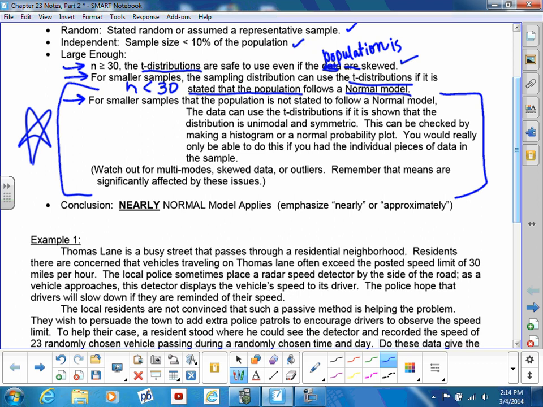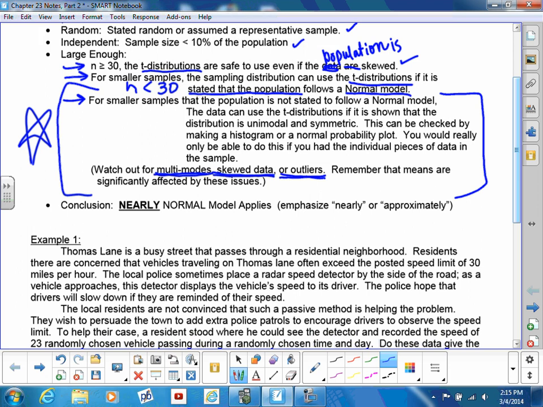Okay? So we can fix this issue if we can feel comfortable that the mean is not being impacted by multiple modes, like bimodal or trimodal, mini bumps on the picture. It must not be skewed, and there must be no outliers, because that is critical. Those are the things that are going to screw up your mean. So if I can look at my data and come to a reasonable conclusion that it's unimodal, somewhat symmetric, and there are no outliers, then voila, it's okay to say the nearly normal model applies.